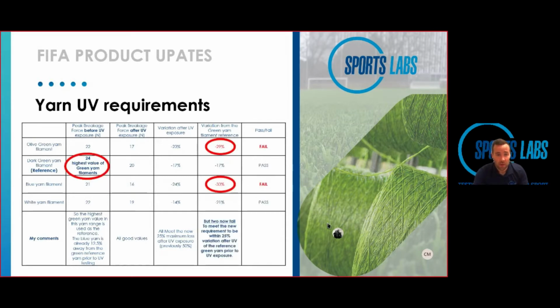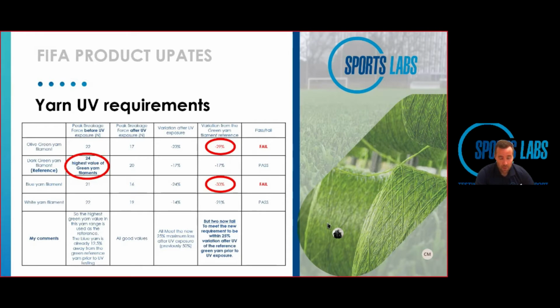As you can see, all of the yarns satisfy this. However, when you compare the peak breakage force results for each yarn after aging to the green reference yarn, then 2 of the yarns fail to meet the requirement variation. In this case, the blue yarn and the olive green yarn. When you look closely at the data, the unaged value of the blue yarn is already 12.5% lower than the reference. So you're already starting off with quite a change. So it doesn't really allow for much of a drop in the tensile strength after aging.